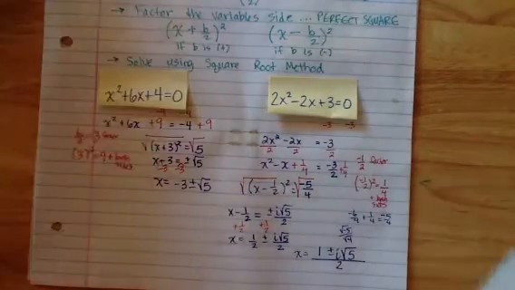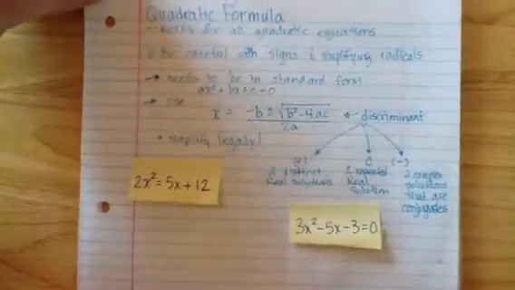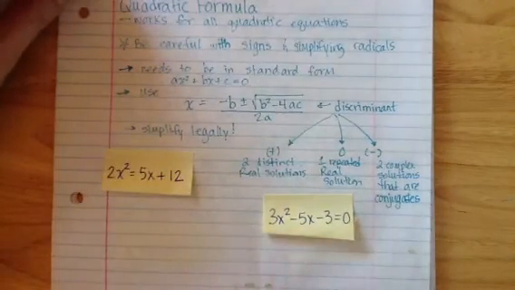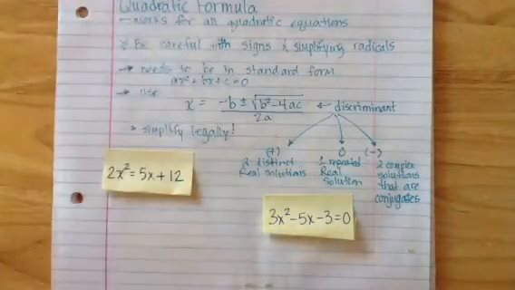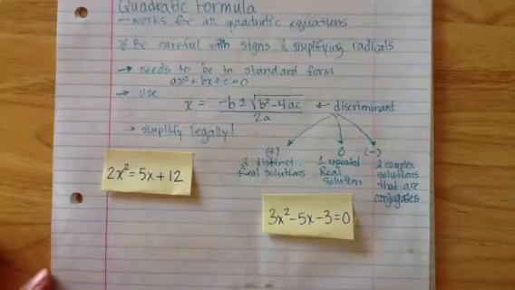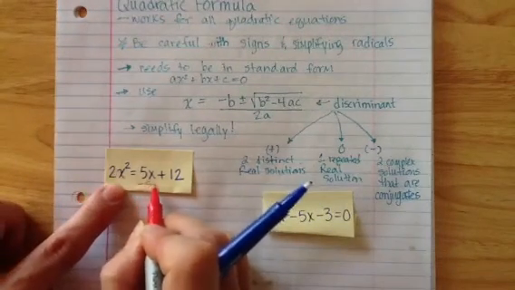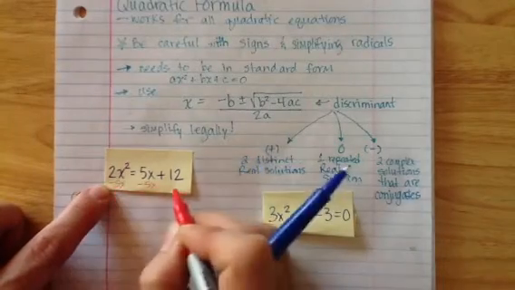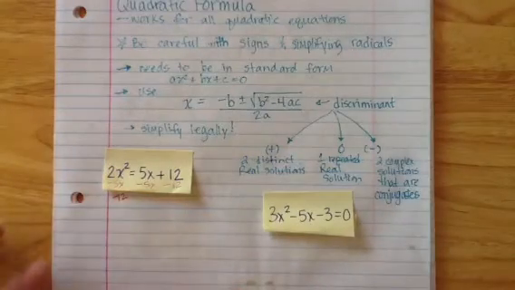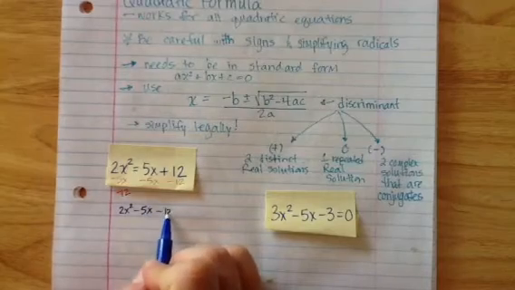Our last method that we've used for solving quadratic equations is the quadratic formula. We had chosen 2 problems to solve by the quadratic formula. The first step is that our problem needs to be in standard form. So on our first problem, we'll have to subtract 5x from both sides and subtract 12 from both sides. So we'll have 2x squared minus 5x minus 12 equals 0.